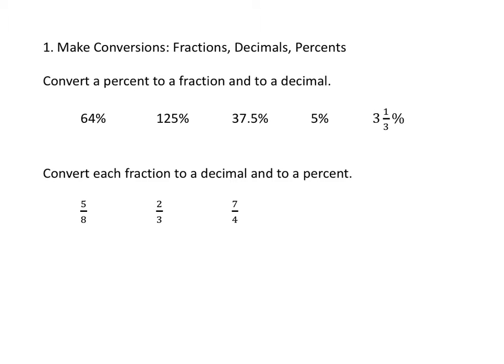So the word percent means per, like out of, right? Out of, like miles per hour is like miles over hours. So per is like out of. Cent is 100, so it's like any number out of 100. So 64% is 64 out of 100.